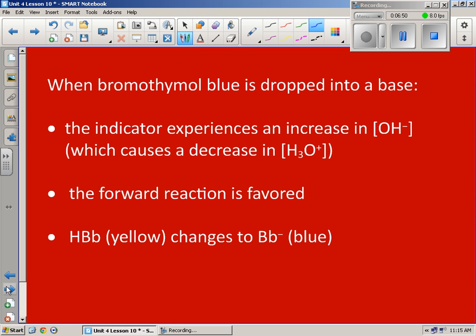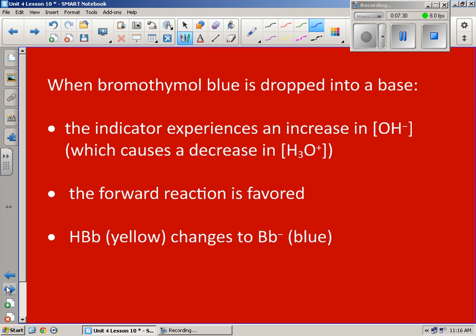When you drop it into a base, okay? When I drop it into a base, the indicator experiences an increase in hydroxide. So when I add hydroxide into here, well, this is where it gets a little confusing. Remember, water is made up of H plus and OH minus, right? So the more OH minus I have, the less H plus I have, yes? And vice versa. The more H plus I have, the less OH minus I have. We did the H plus version already. I added the H3O plus. I increased the H plus concentration. The OH minus concentration went down.